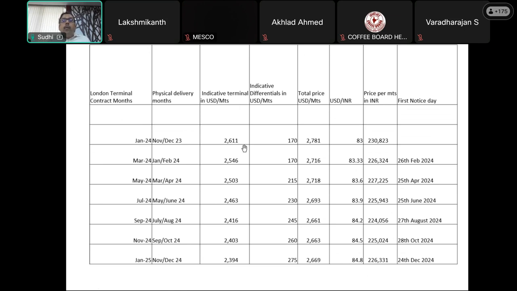Now, the next question is, what is the indicative differential? When I talk about the terminal and the differential, this is the total price the exporter gets. So $2781 at 83 rupees, the price which the exporter realizes is about 230 rupees. In the subsequent months, he realizes much lesser than 230 rupees. This is just an example.